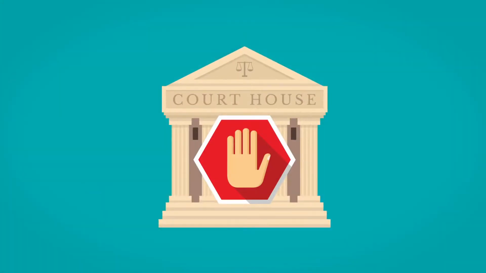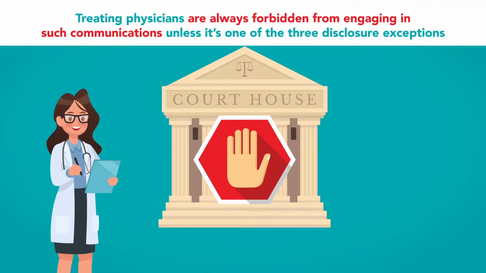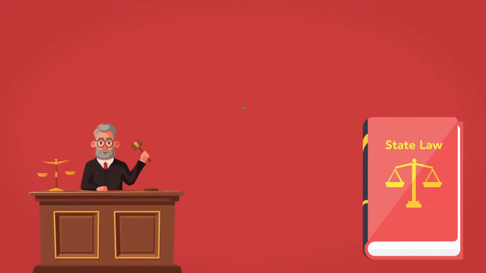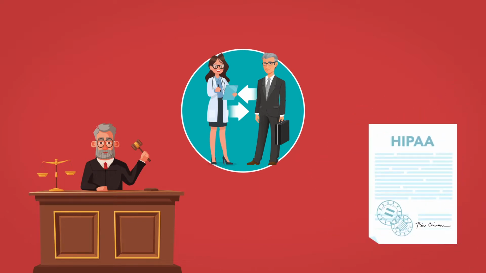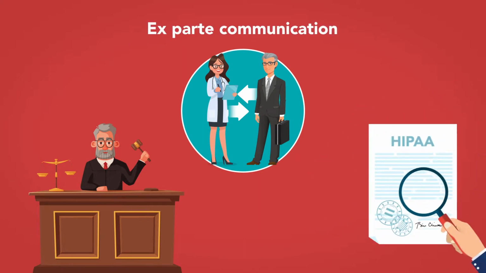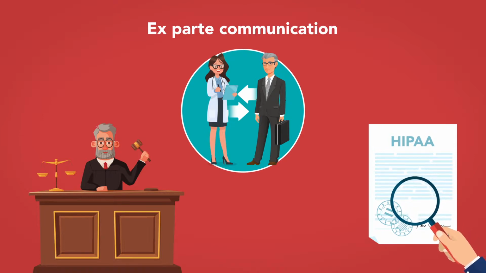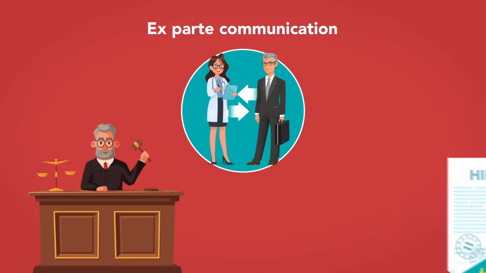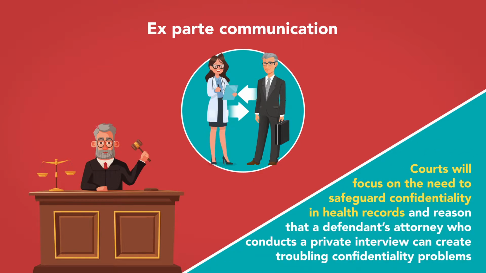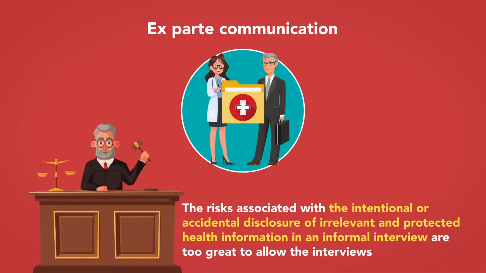Other courts adopt stricter interpretations of HIPAA to hold that treating physicians are always forbidden from engaging in such communications, unless it's one of the 3 disclosures discussed earlier. A court taking a stricter interpretation that HIPAA preempts state laws permitting ex parte communication will analyze HIPAA's stated policy goals of protecting a person's private health information, the public policy underlying HIPAA. Courts will focus on the need to safeguard confidentiality in health records, and some reason that a defendant's attorney who conducts a private interview away from the patient or the patient's lawyer can create troubling confidentiality problems. To these courts, the risks associated with the intentional or accidental disclosure of irrelevant and protected health information in an informal interview are too great to allow the interviews.